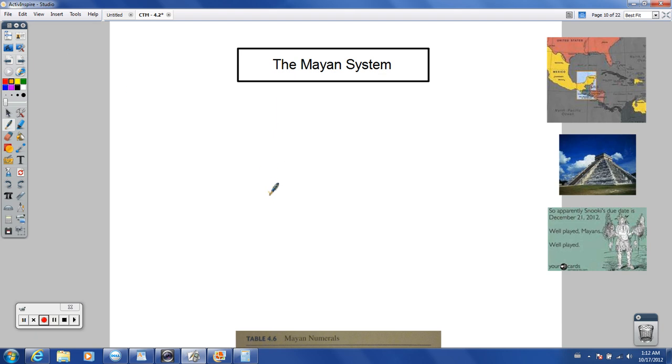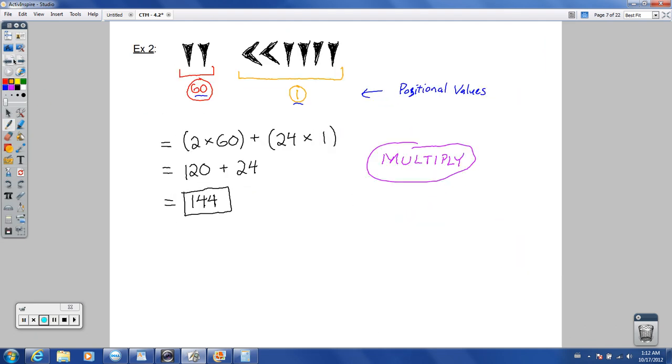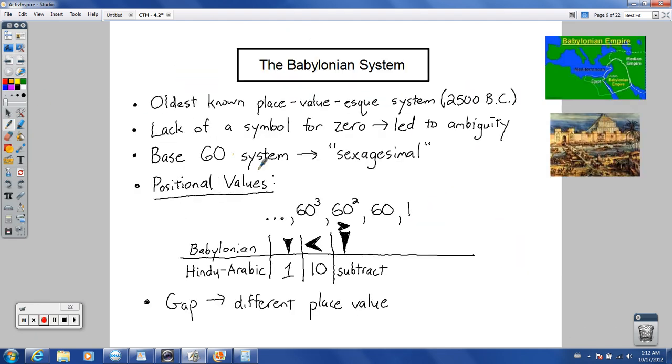Okay, so now let's talk about the Mayan system and what that looked like. Before I do that though, there was one other thing I wanted to mention about this. Do we still use this? Is there any remnant of this kind of system in our culture that we use today? Well, think about degrees in a circle, 360 degrees in a circle. That's 6 times 60, so it's kind of based on this idea of a base 60 system. Think of latitude and longitude on a map. We still do have this.